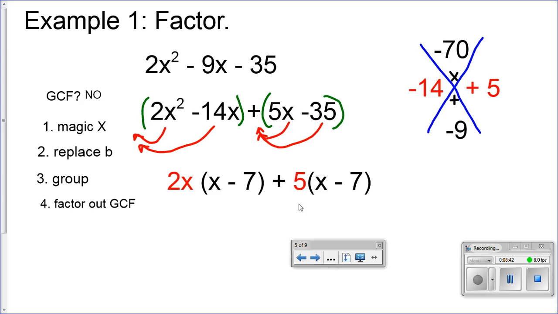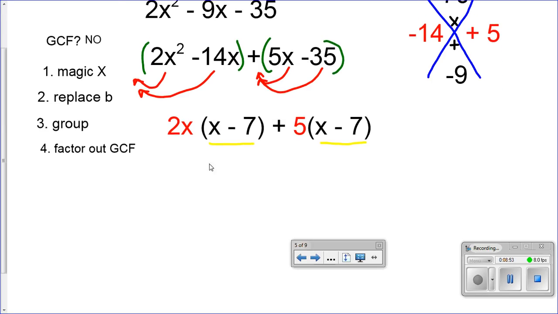You notice the leftovers are actually the same. So that is one of the binomials that got multiplied together. So I basically undistribute that and write that as a binomial on its own.